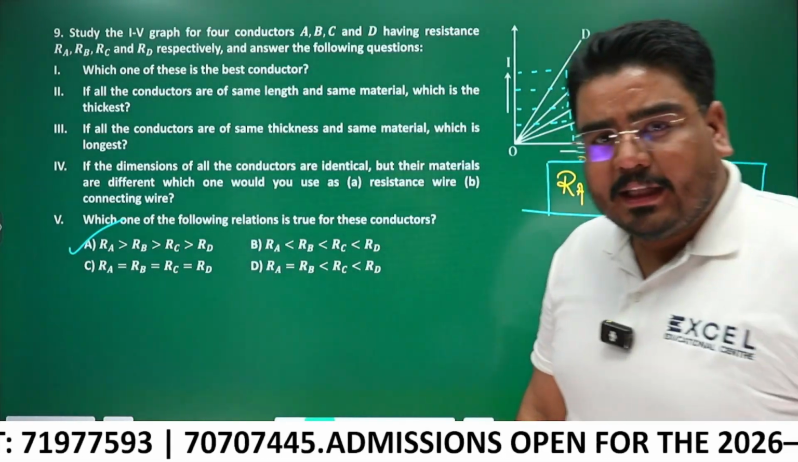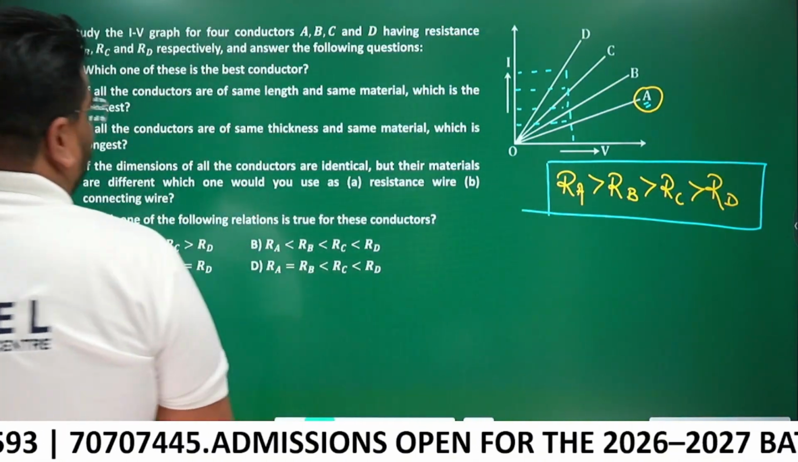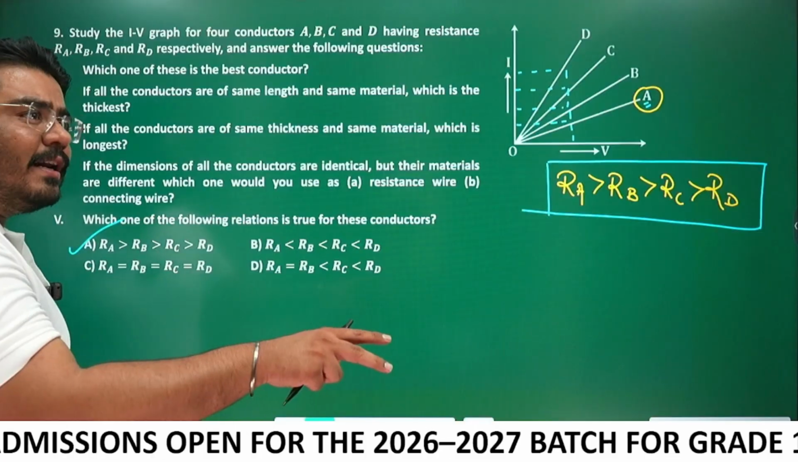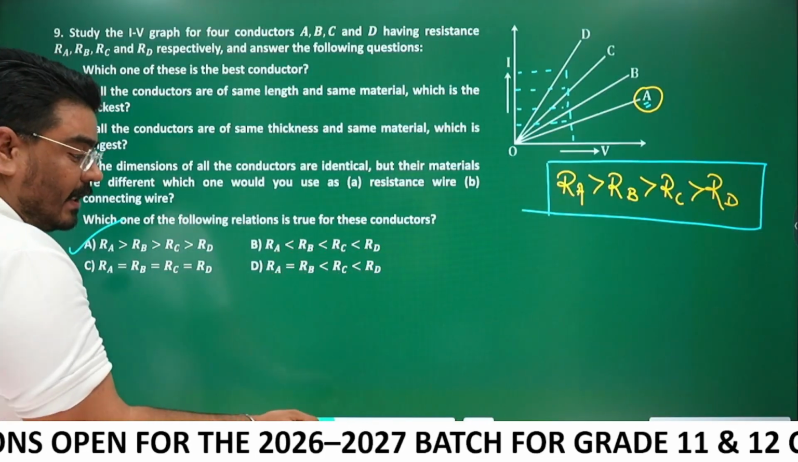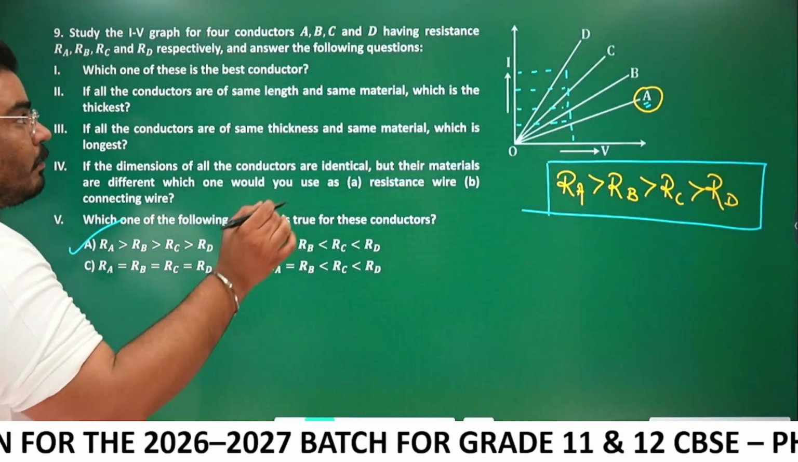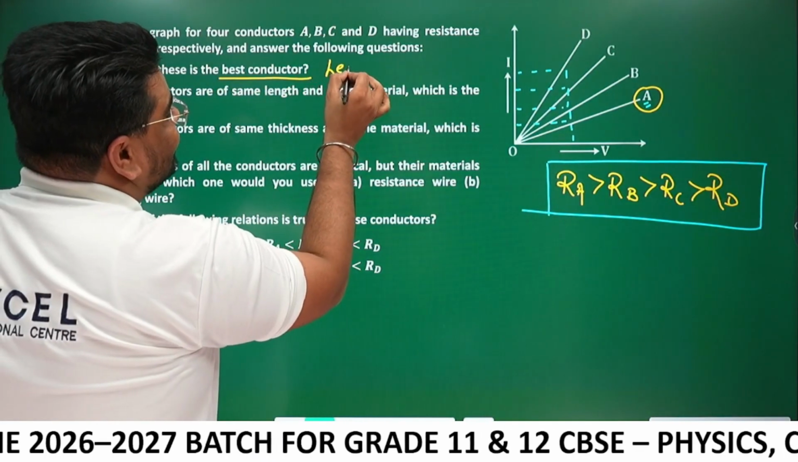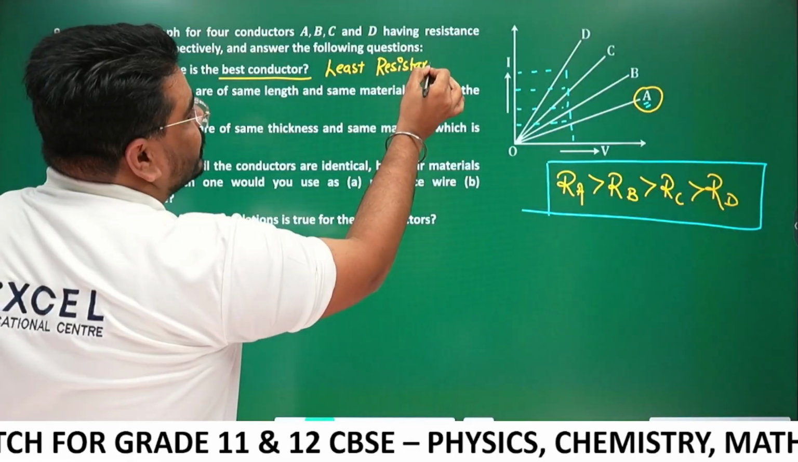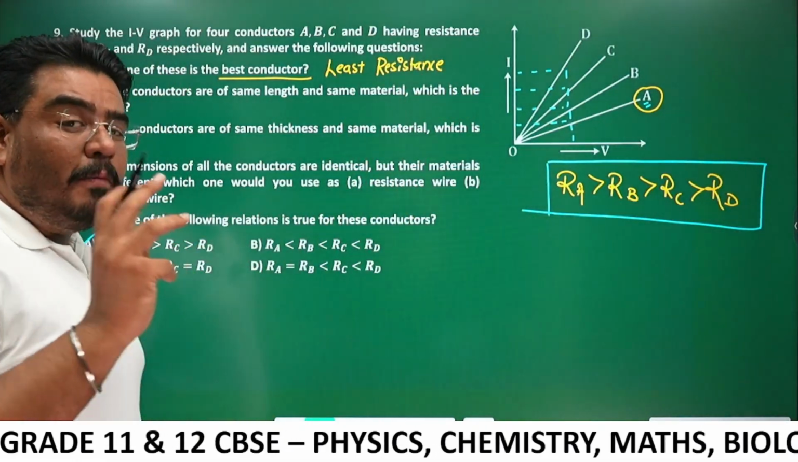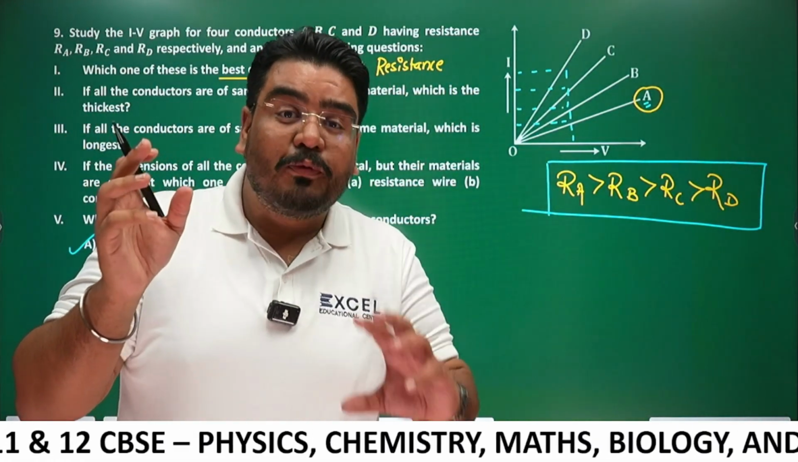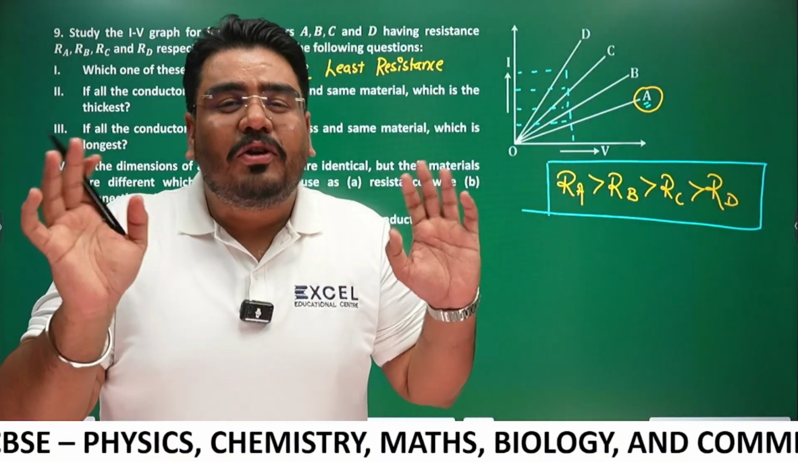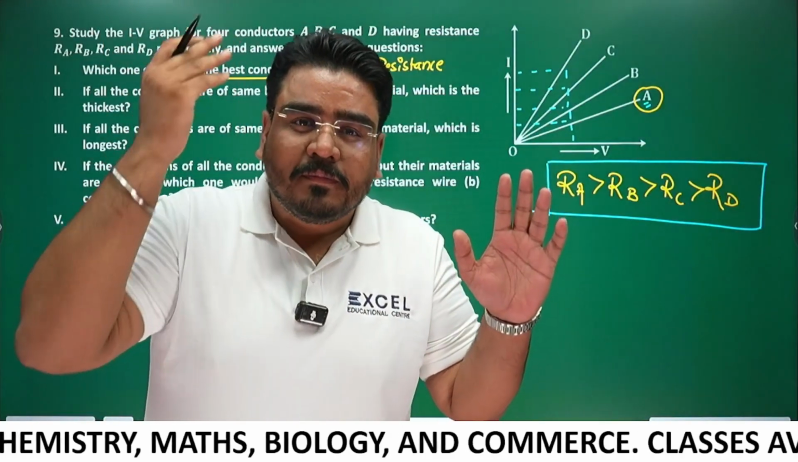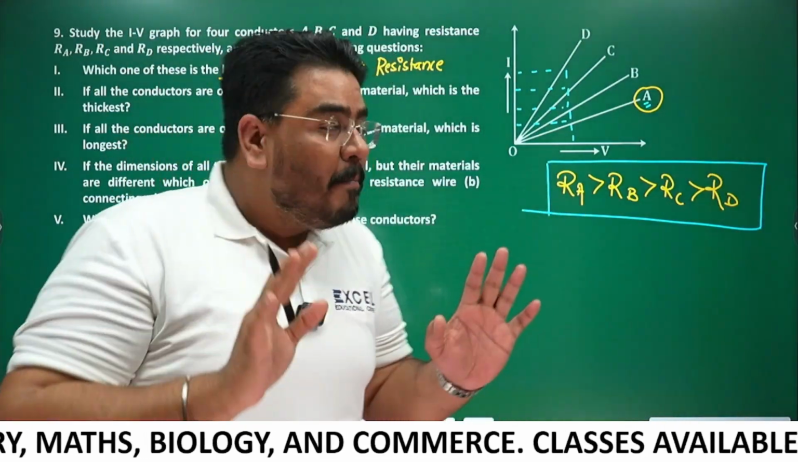Right? Let's read the other questions and see what they're talking about. Which one is the best conductor? The best conductor is the one that has the least resistance, because resistance is the opposition. A beautiful conductor is the one that does not stop and says, electrons, pass through me. Right? That is called your best conductor.